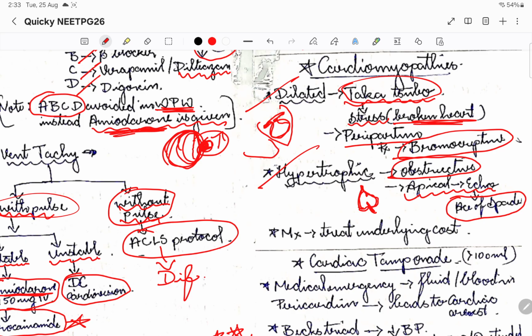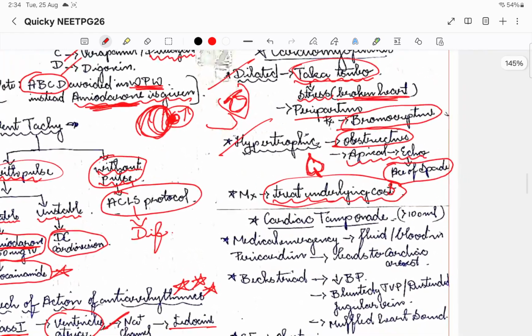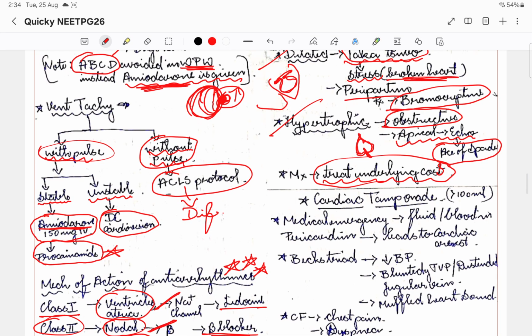Then coming to management, we are basically treating the underlying cause. So the underlying cause is what we are supposed to treat, rather than treating the cardiomyopathy. We can't treat cardiomyopathy. Remember SGLT2 inhibitor that we use in diabetes has been proven good for treating hypertrophic cardiomyopathies. So please remember this drug, SGLT2 inhibitor. It is not reversible, but has been proven to cause improvement with respect to remodeling. So this is one drug.